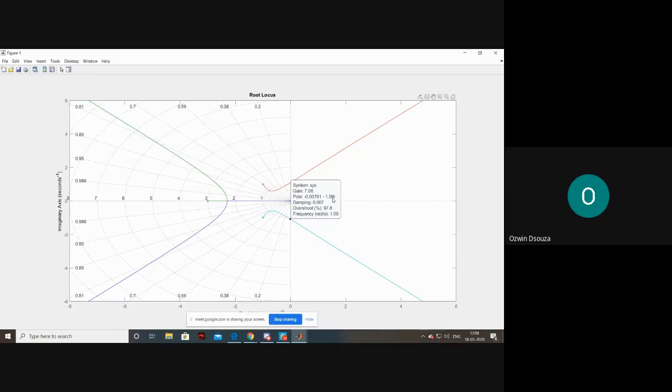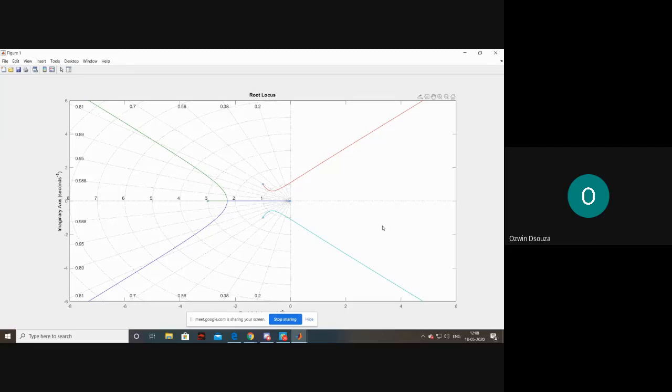And it also gives the overshoot. How much is the overshoot? 97.8%. That means to say 100% overshoot. So that is what is expected in the case of a critically stable system, right? All right. So that's your root locus plot.